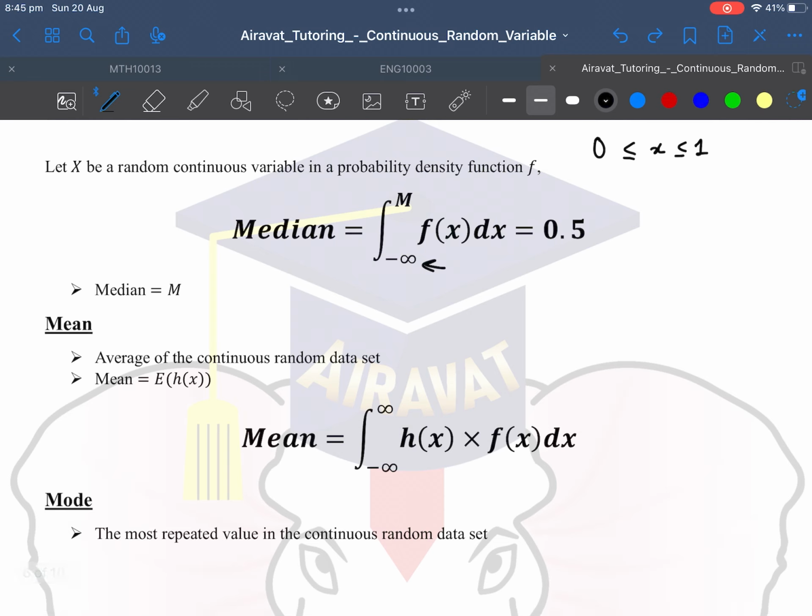Mean is the average of the continuous random dataset. That's literally it. Mean is going to be E of h of x, and it has this integral over here. Now, doesn't that look familiar with discrete probability? It does, right? Because in discrete probability, we learned that to calculate mean, we have to do x times the probability of X equals x.